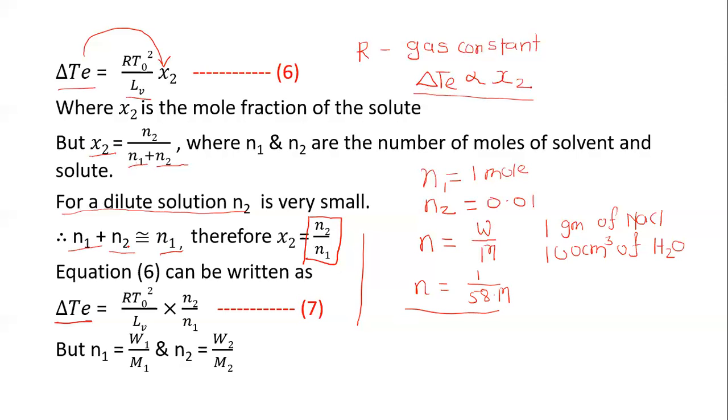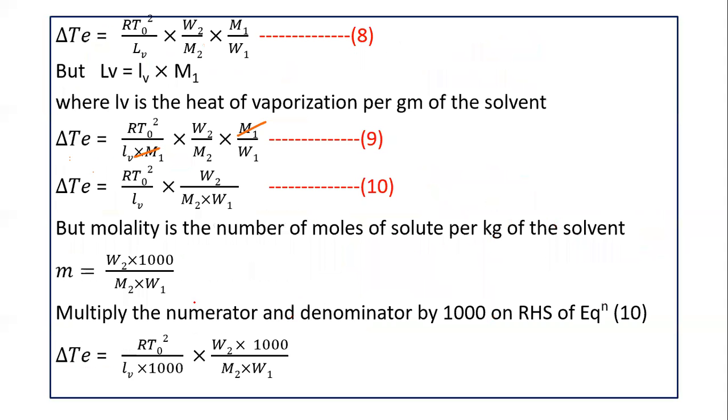You can see here N2 is equal to W2 upon M2, and N1 is equal to W1 upon M1. So we can substitute N2 and N1 into equation 7. Then delta T is equal to RT0 square upon LV, W2 upon M2. Now M1 goes to the numerator because it is N2 divided by N1, so multiplied by M1 divided by W1. So this is equation 8.